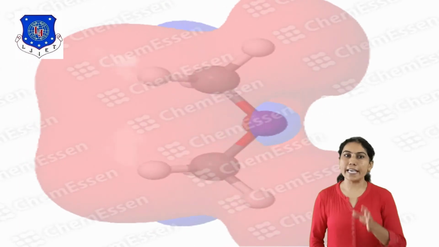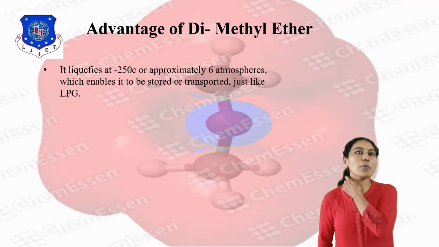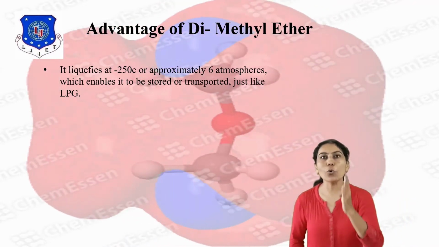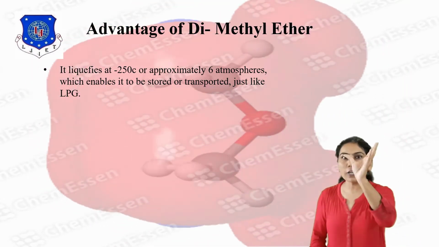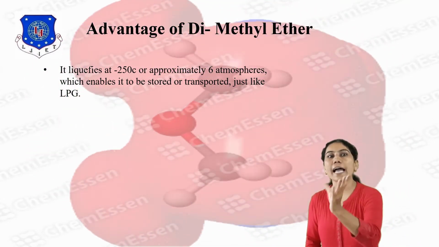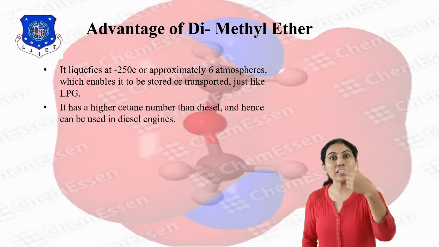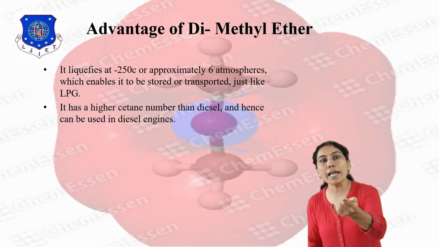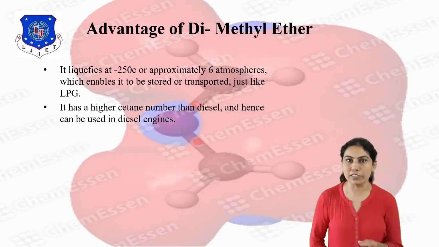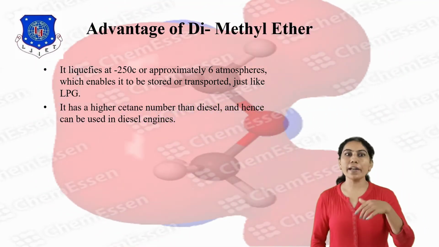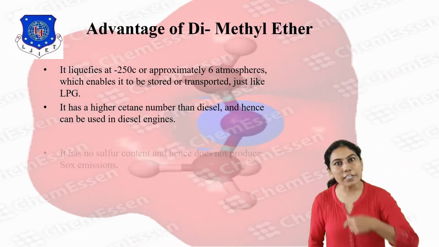Next, what are the advantages of dimethyl ether? The first point is that it is liquefied at approximately 6 atmospheres, which enables it to be stored and transported just like LPG. The second point is that its cetane number is higher than diesel, and hence it can be used as a diesel engine fuel.